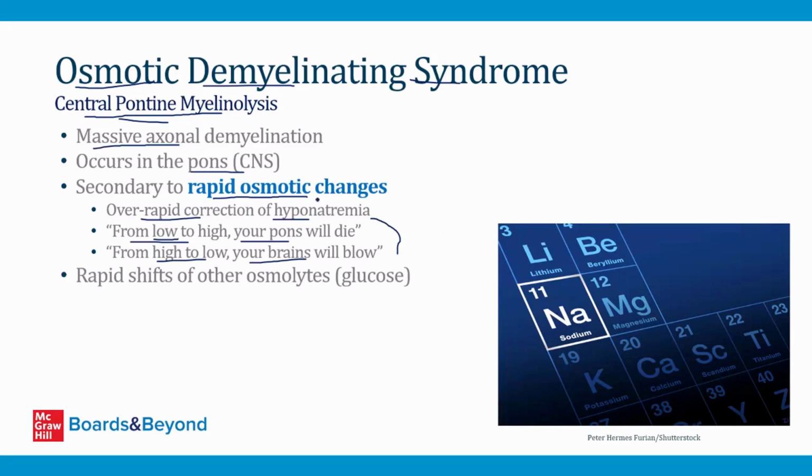And even though sodium correction is the classic cause of this disorder, you can rarely see it with rapid shifts of other osmolytes, meaning substances in the blood that raise or lower the osmolarity. This is sometimes reported with glucose. If someone has marked hypoglycemia, and you correct it too rapidly, that can also bring on this condition.